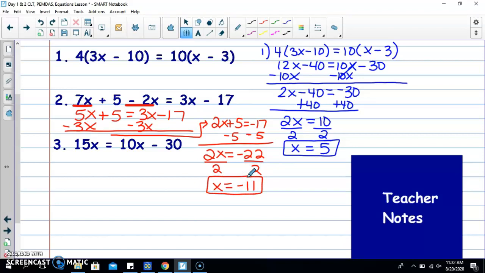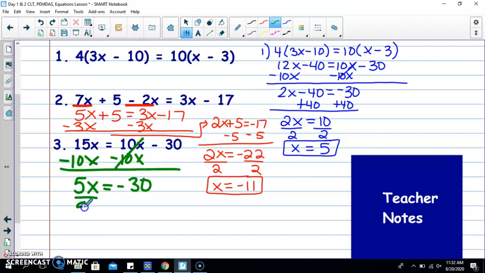And then for the third one, I'm just going to subtract 10x from both sides. We're left with 5x is equal to negative 30, and then divide by 5, and so x is equal to negative 30 divided by 5 is negative 6.